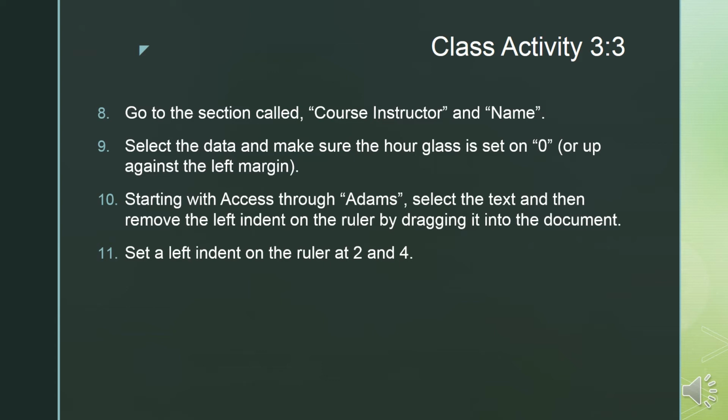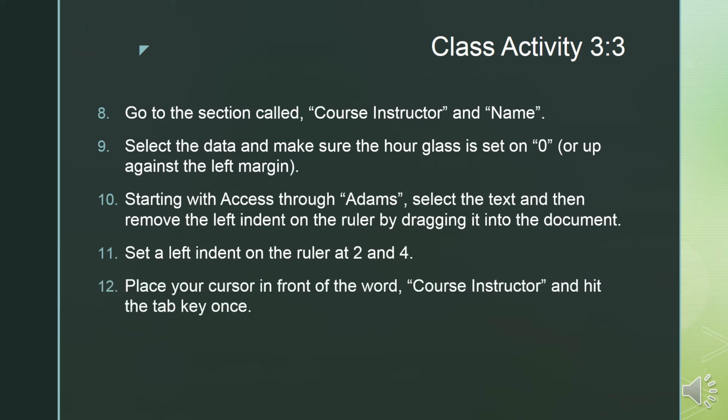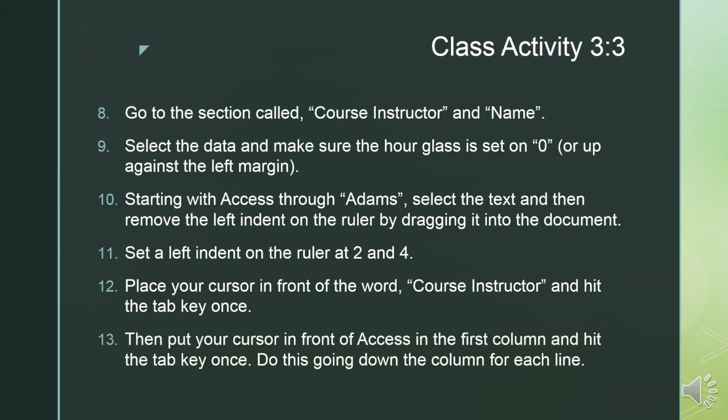Set a left indent on the ruler at 2 and 4. Place your cursor in front of the word Course Instructor and hit the Tab key once. Then put your cursor in front of Access in the first column and hit the Tab key once. Do this going down the column for each line. Continue on to the next slide for further instructions.